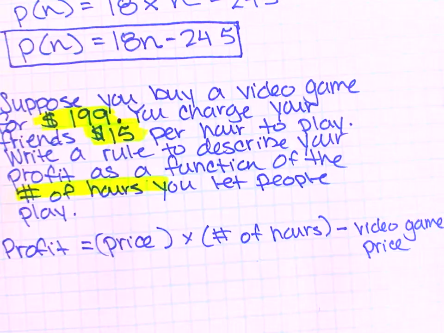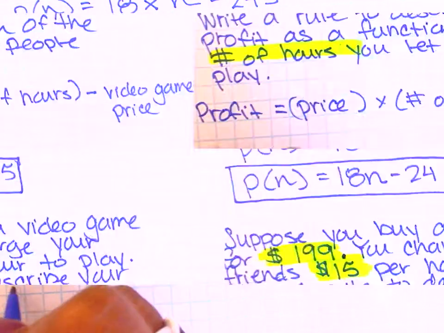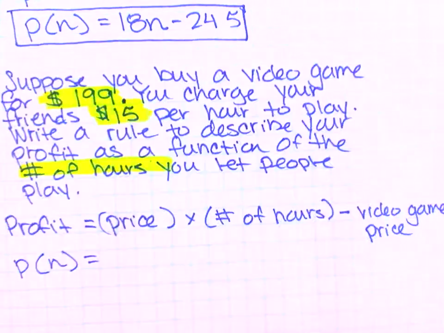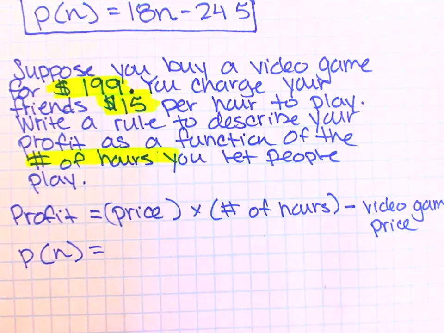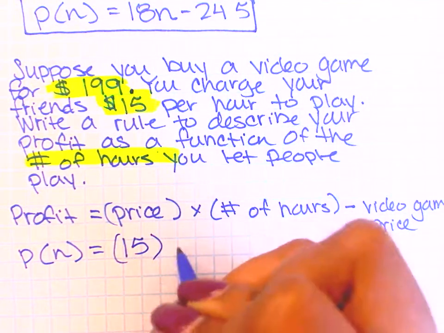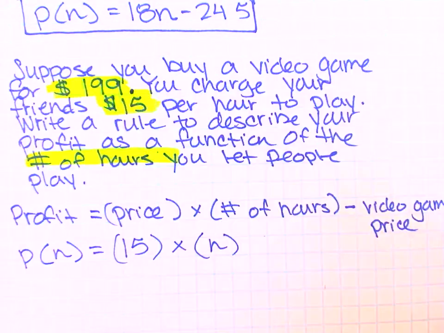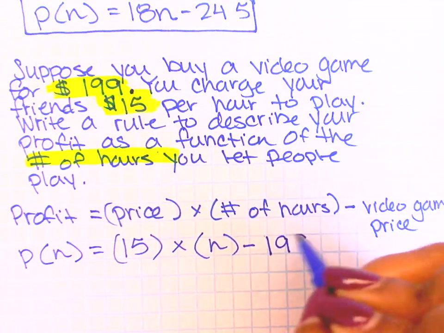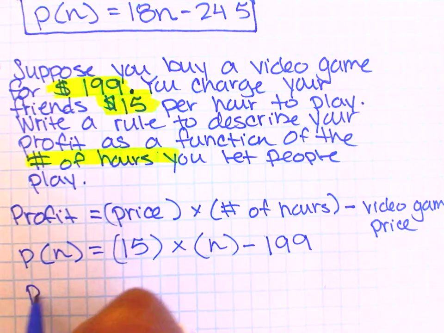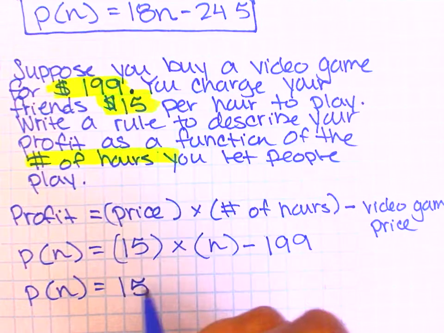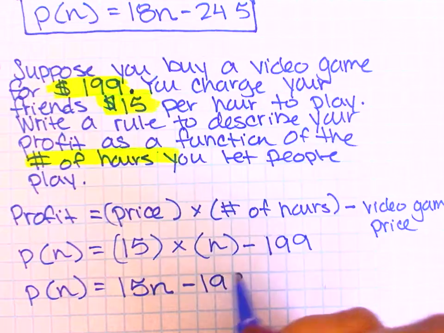All right, so let's write a function rule. I'm going to say P for profit. My variable that I'm going to use is n. You can use x, you can use s, whatever you want. All right, the price that I'm charging my friends is $15 times the number of hours, n. I don't know what the number of hours they're going to play is. But I'm going to subtract that from my video game price, which is $199. So write that as simple as possible. P of n, profit, is going to be 15 times n minus 199.